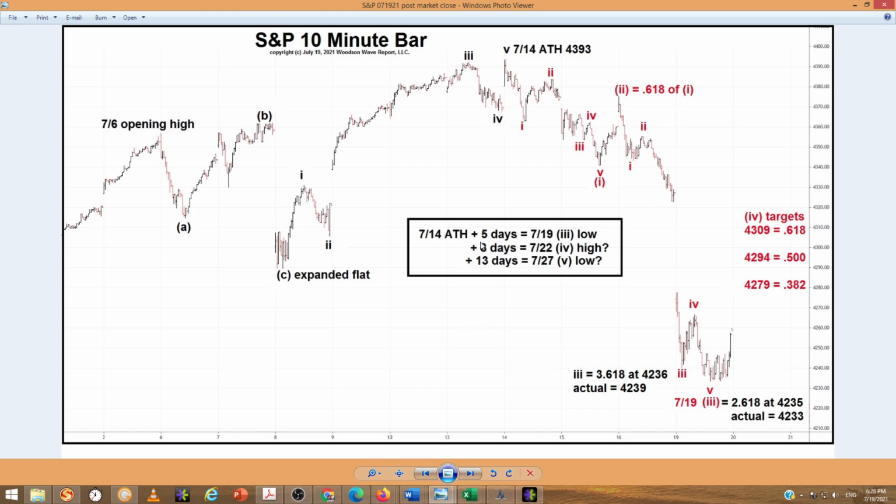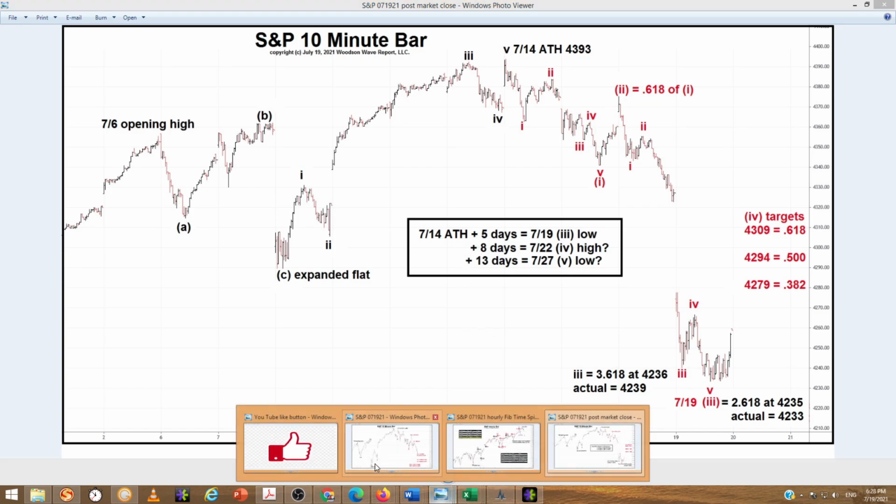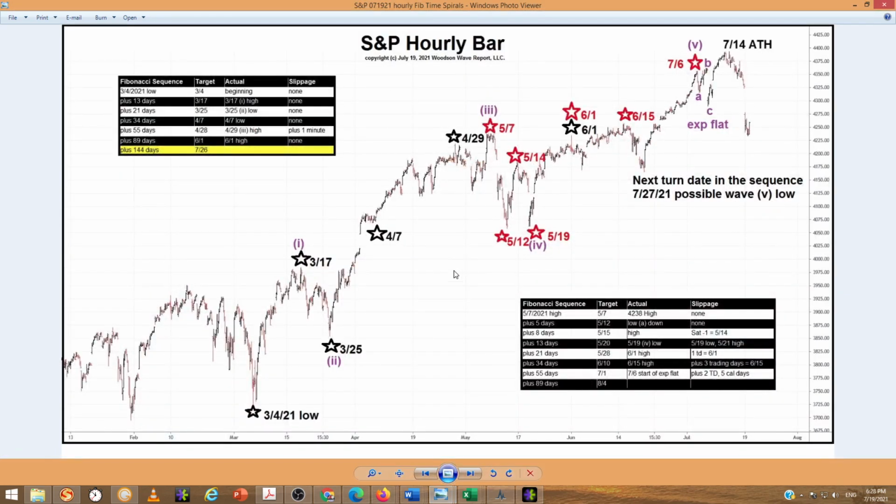And here's our, I didn't get to those, here we go. Sorry about that. The time spiral, most important. Okay, we're running a time spiral from the March 4th low, and we're running another time spiral, in red, from the May 7th low. These spirals have, you can see the slippage here, none, none, none, plus a minute, none. The next date in this time spiral is July 26th. It could mark a possible wave 5 low, as you saw from our previous chart there.